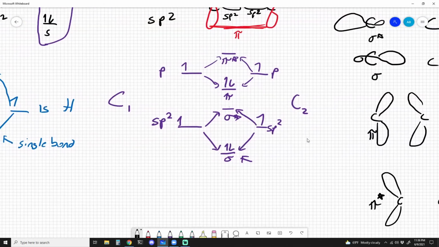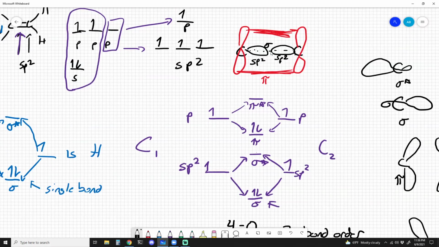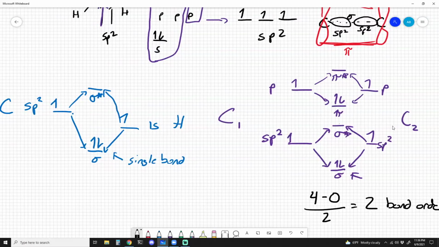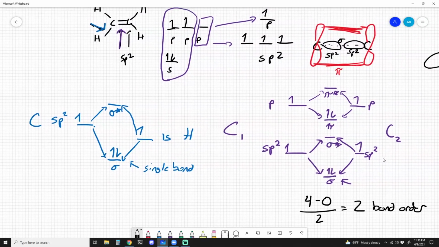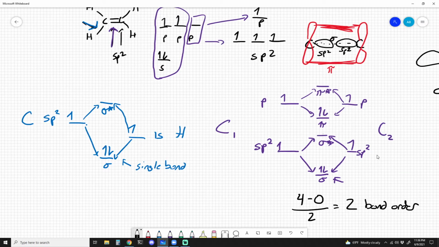And so if we do the same bond order thing, this time we have 4 electrons in bonding orbitals. We have 0 in anti-bonding, divided by 2. So we get a bond order of 2. And that makes sense given that we already kind of know this is a double bond. But we now have molecular orbital theory where we can sort of confirm that we are in fact seeing a double bond.